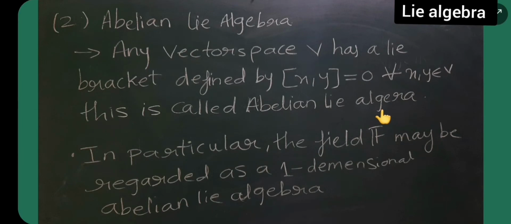Like this way you all have to study. For all x comma y belonging to V, a vector space, any two vectors have Lie bracket equal to 0, and this is called an Abelian Lie algebra. In particular, the field F may be regarded as a one-dimensional Abelian Lie algebra. So do this definition properly and I'll go to the next definition.